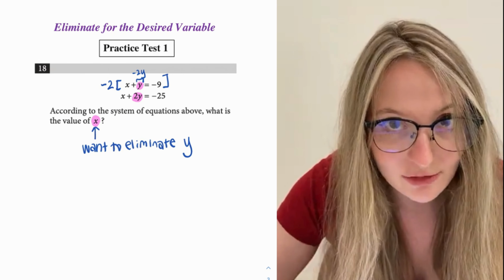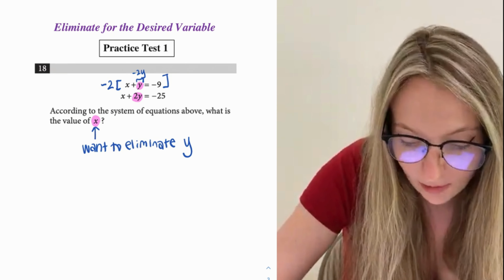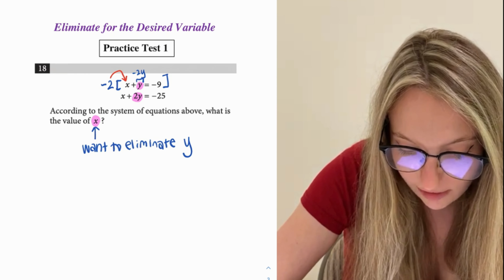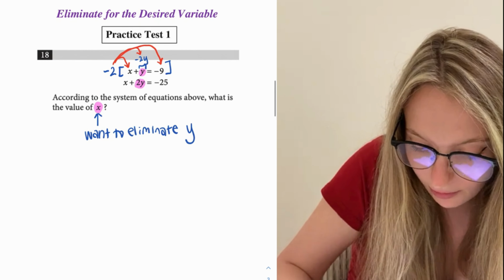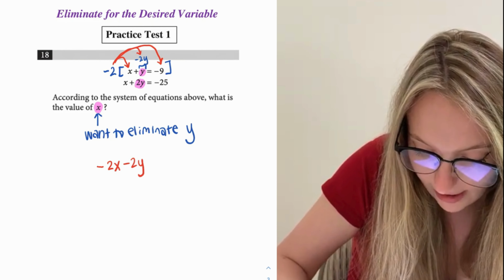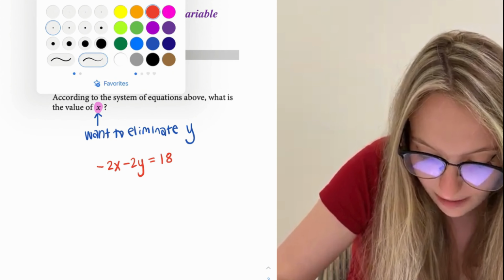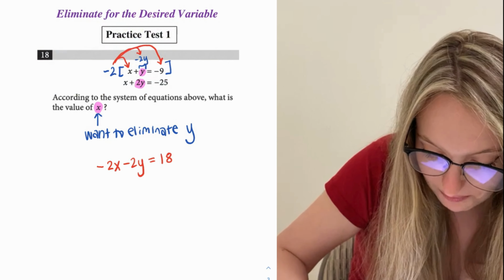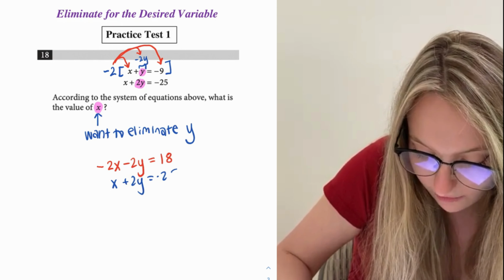But we got to be careful here because whatever we do to one of the terms in an equation, to keep it equal, to keep it balanced, we need to do that to every term in the equation. So we need to multiply each of these terms in here by the -2. So let's rewrite the top equation. So we get -2x minus 2y is equal to +18. And then we have the bottom equation that we were already working with. x plus 2y is equal to -25.